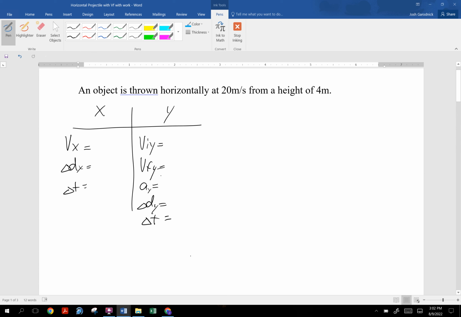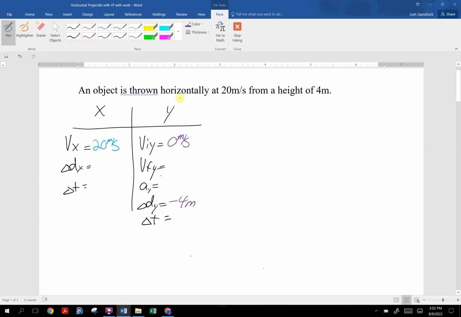We do know that it's initially thrown at 20 meters per second. That's all we know. We also know that it's thrown from a height of 4 meters. That means it's going to go down 4 meters. Therefore, the displacement in the y-axis is negative 4 meters. A very common mistake in the beginning is to forget this negative 4 because it's going down. Also, the initial vertical velocity is 0 meters per second.